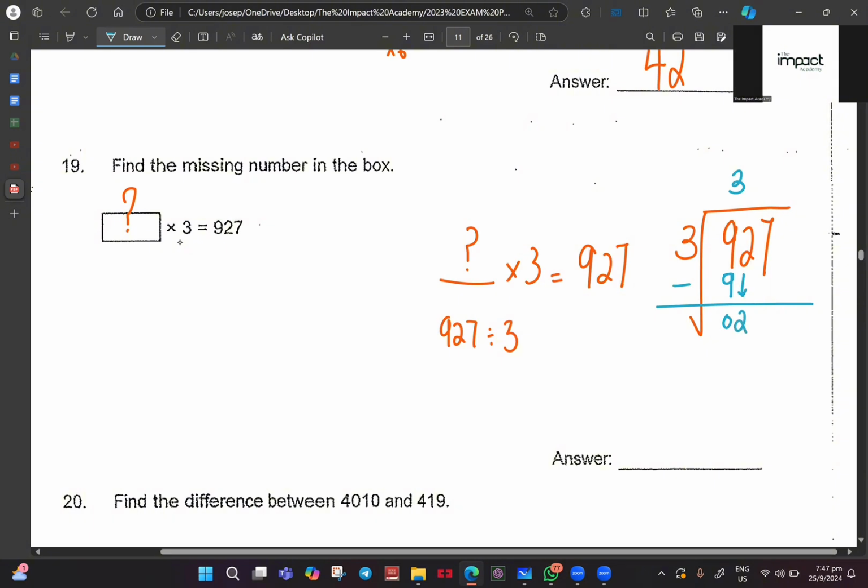3 times nothing is 2. Am I making sense or not making sense? I apologize, it should be 0 over here. Can you understand? If you can understand, give me a thumbs up.